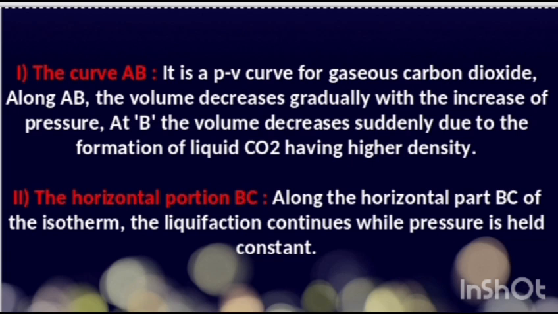The curve AB. It is a PV curve for gaseous carbon dioxide. Along AB, the volume decreases gradually with the increase of pressure. At B, the volume decreases suddenly due to the formation of liquid CO2 having higher density. The horizontal portion BC. Along the horizontal part BC of the isotherm, the liquefaction continues while pressure is held constant.